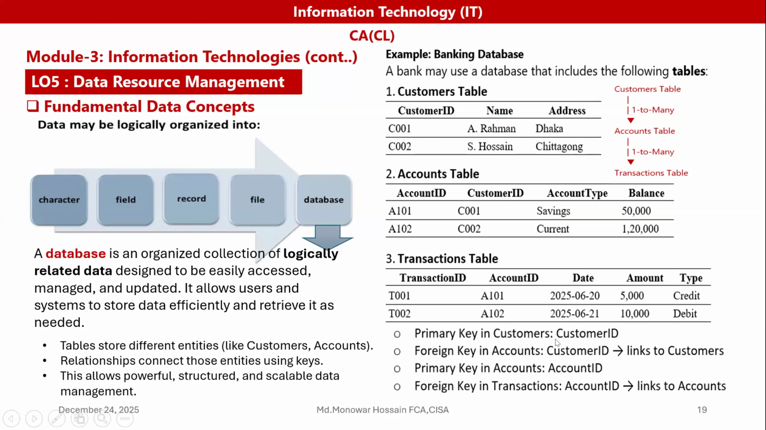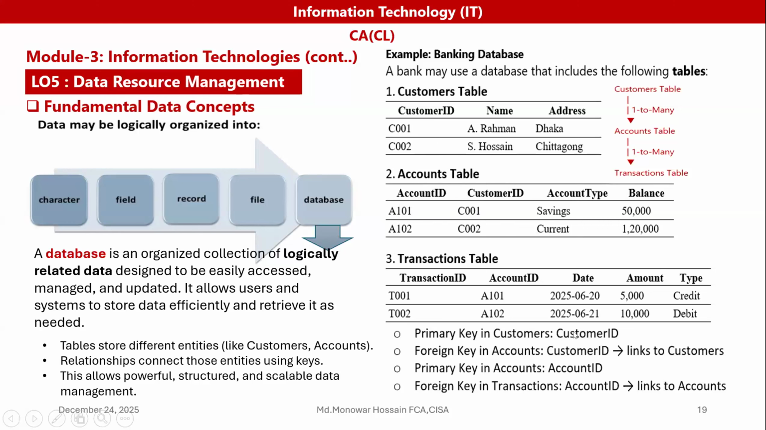Here, the primary key is customer ID. In the customer table, customer ID is the primary key. In the account table, the foreign key is customer ID, linking to the customer. Look here, account table. Here, this is the account primary key. That account links with the customer ID. That customer ID is the primary key linking with another table. That primary key is now the foreign key for link purposes.